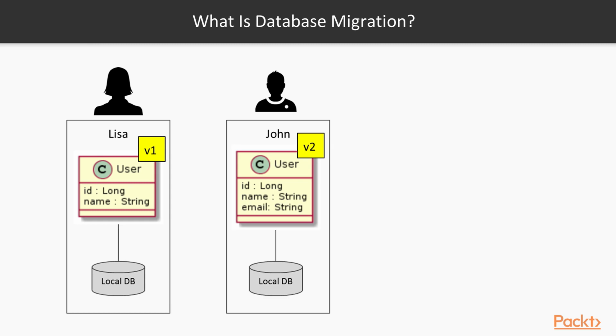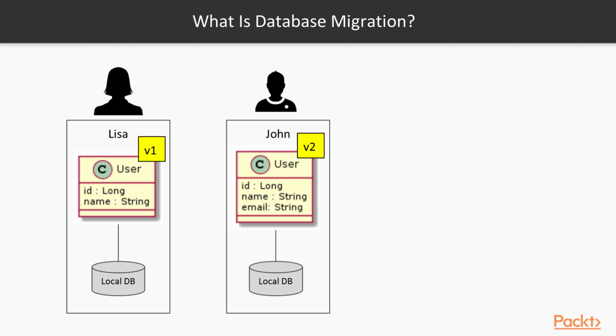At the same time, John is working on a change to the class user. He added a new attribute called email. He had to update his local database to be sure that the email attribute is persisted in the table user. Let's suppose that John finished his change and pushed it to the version control. The problem now is how Lisa will update her local database once she gets the latest changes from John.